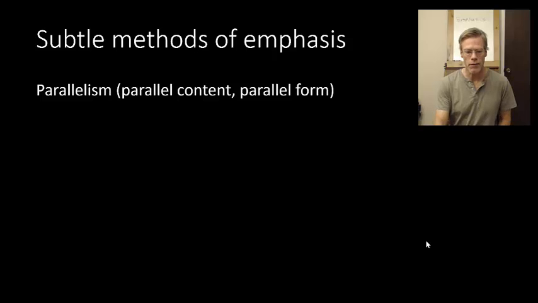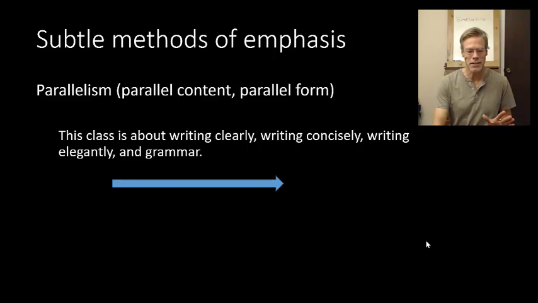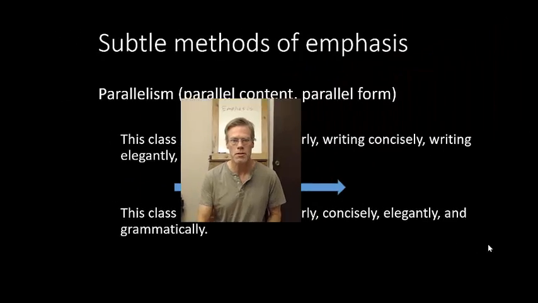Another example of parallelism. "This class is about writing clearly, writing concisely, writing elegantly, and grammar." I mean, it's almost laughable how clunky that sentence ends. And we can revise this one quite easily. "This class is about writing clearly, concisely, elegantly, and grammatically." Just a nicer flow to this, and it's also less wordy, because one of the things that comes with parallelism is the ability to leave off repeated words.